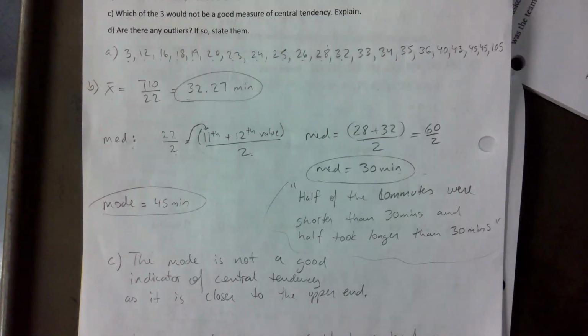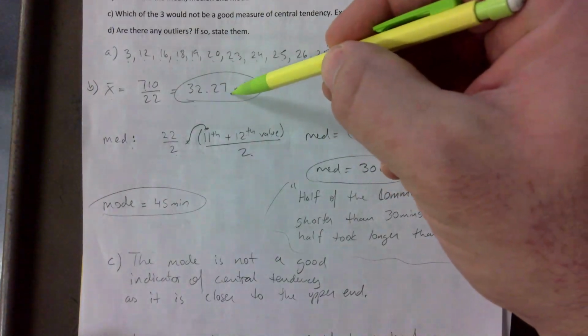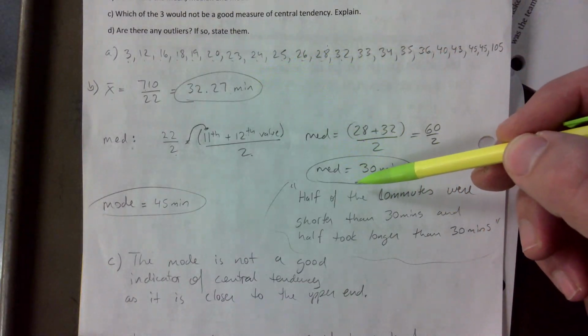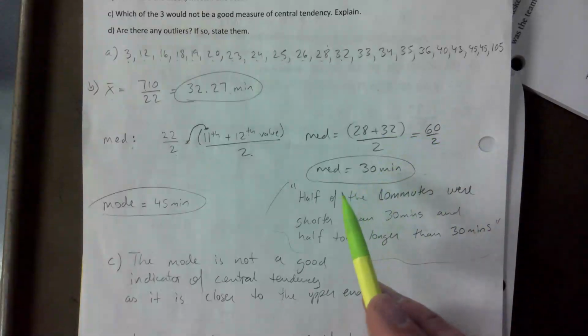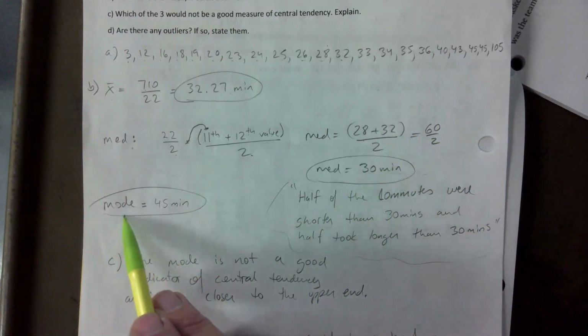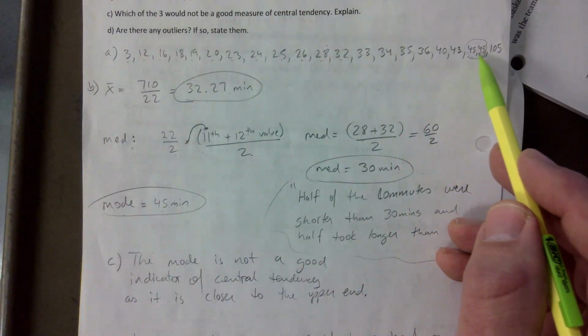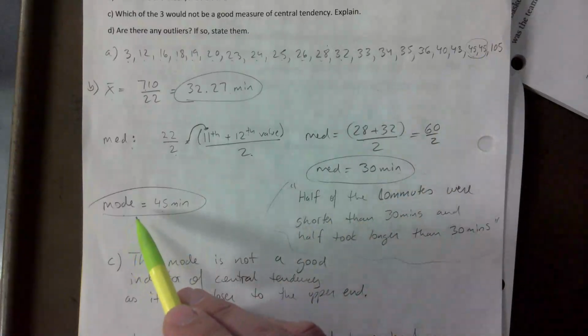Okay? MCTs, they're all trying to find the middle of your data set. Sort of. They're trying their best, but they're not always successful. But you can see that the mean and the median, they're fairly close to each other. That is usually a good sign. And then the mode, the only mode you have is 45 minutes. It shows up 2 times. Okay, so that's your mode.